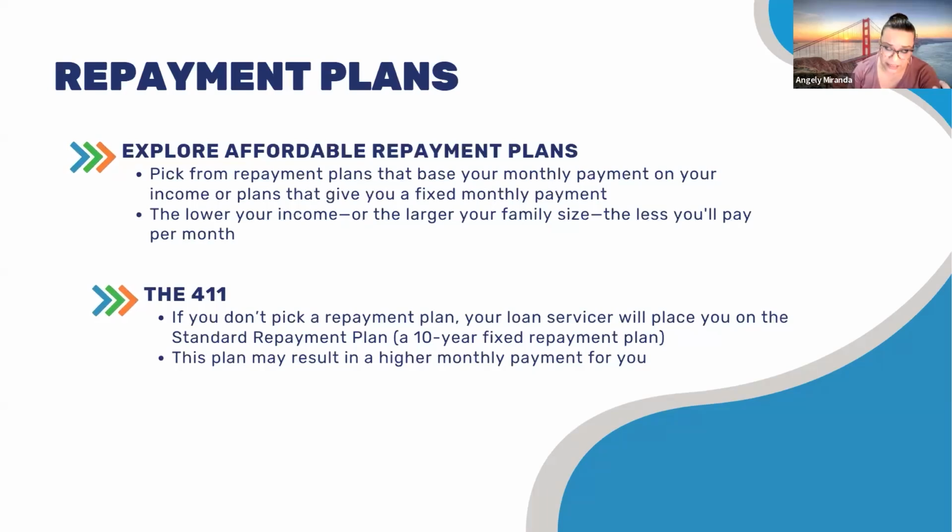So in theory, the lower your income or the larger your family size, the less you'll pay per month. A little bit of the 411 over here is that if you don't pick a plan for yourself, the loan servicer will place you on the standard repayment plan. This is a 10-year fixed repayment plan. This may result in a higher monthly payment for you if you do not look over the affordable repayment plans that are available. So it's always good for you to do some research and see what works for you. Again, the default will be the standard repayment plan, which is not always affordable.